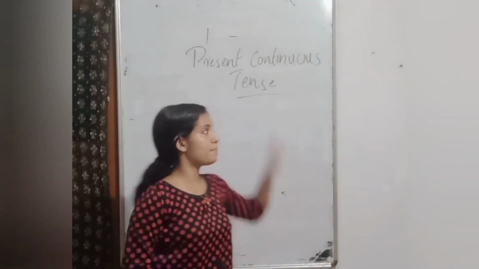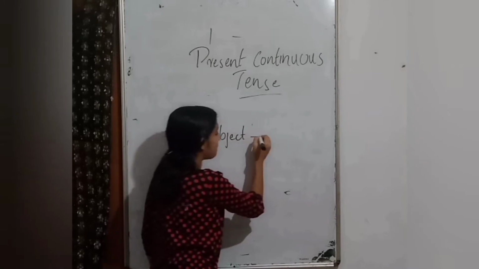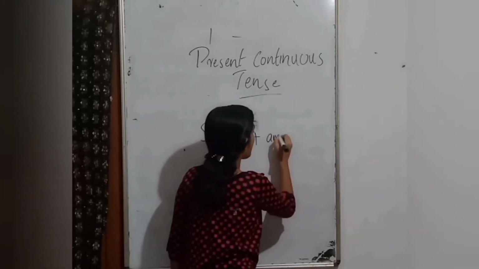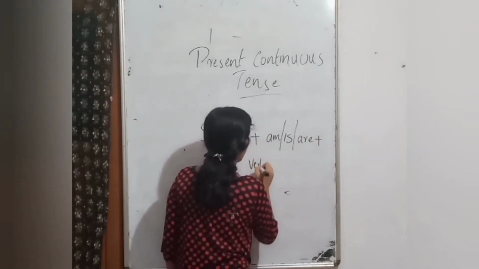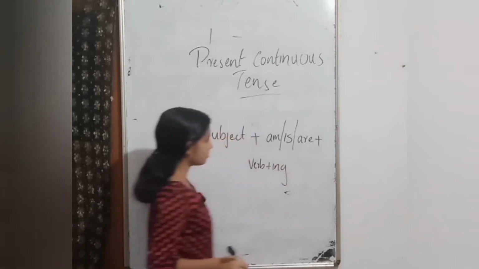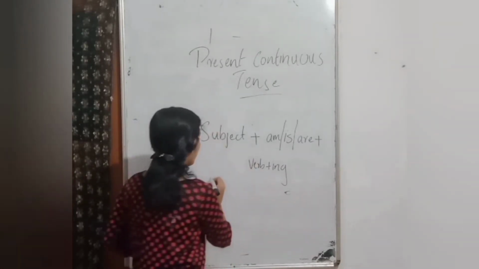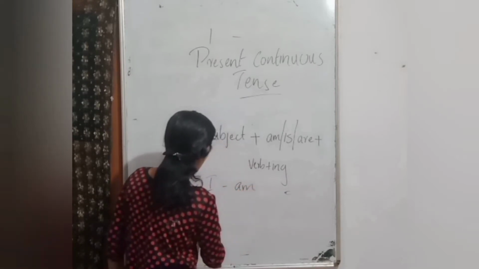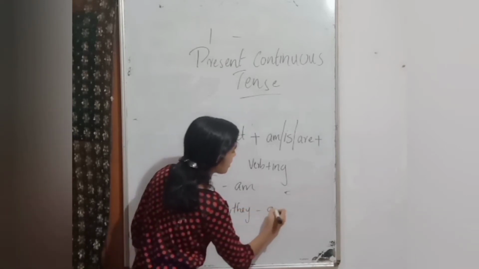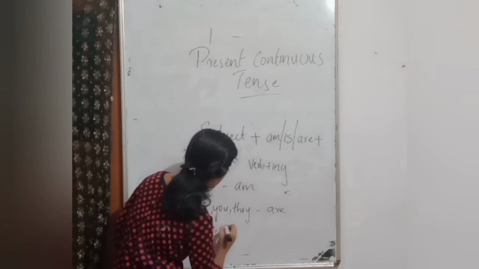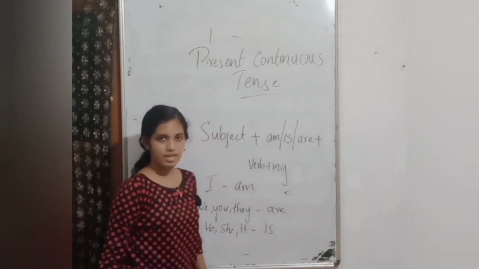The rule for using present continuous tense is subject plus am or is or are plus verb plus ing. We use am or is or are according to the subject. When the subject is I, we use am. We, you, they, we use are. He, she, it, we use is. Have you understood?